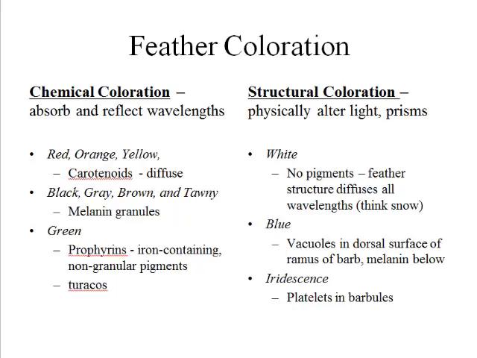Iridescent colors, the last one, are produced by the barbules. So you have the barb, and then the barbule. This is getting way down into the barbule. Color results from the interference of light waves by numerous overlapping platelets. So you have little platelets, little pancakes, inside the barbules. Look at hummingbird feathers. It's amazing.